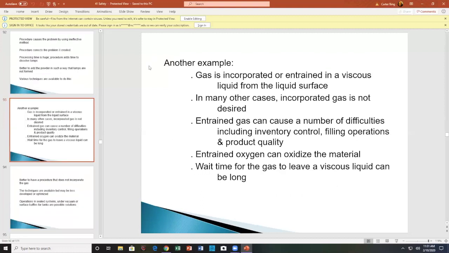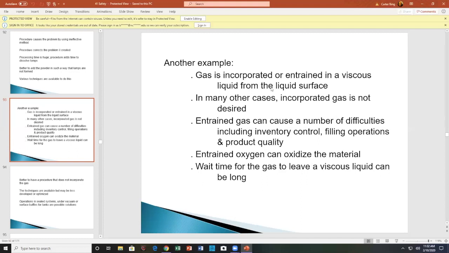Okay. Another example of this is gas incorporation and entrainment in a viscous liquid. You don't want to have this happen either. It's best not to have this entrainment occur, right? The entrained gas can cause a number of difficulties. Product quality, you could have air bubbles in your plastic. Filling operations, inventory control. Entrained oxygen can oxidize your material. And the wait time for gas to leave a viscous material can be very long.